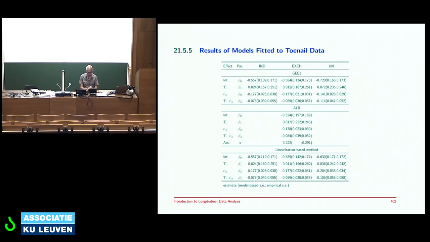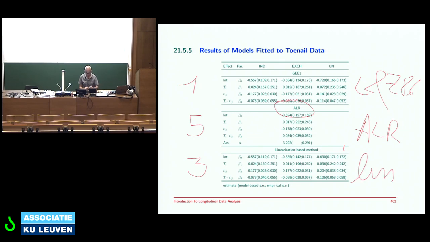Okay, we're nearing the end of the chapter, but we still need to discuss the summary table here, and there are several things to say. First, the blocks, the big row blocks. This is method number 1, this is method number 5, this is method number 3. In other words, Liang and Zeger, 1986. Number 5 is alternating logistic regression, but you see that here as well. And number 3 is the linearization-based method with Glimmix.